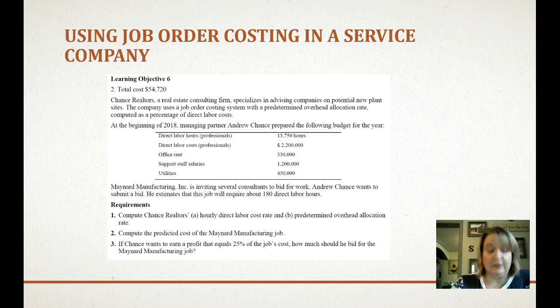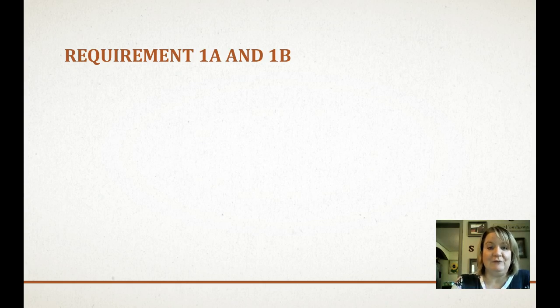Your second requirement is to compute the predicted cost of the Maynard manufacturing job. And your third requirement is if Chance wants to earn a profit that equals 25% of the job's cost, how much should he bid for the Maynard manufacturing job? So we'll start with requirements 1A and B.